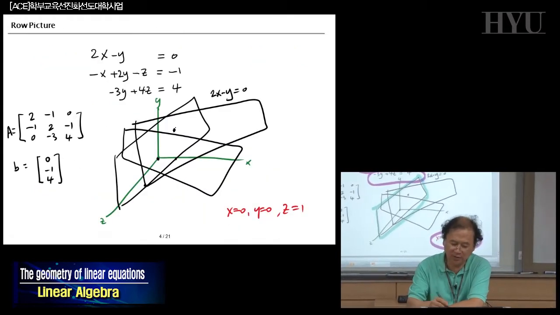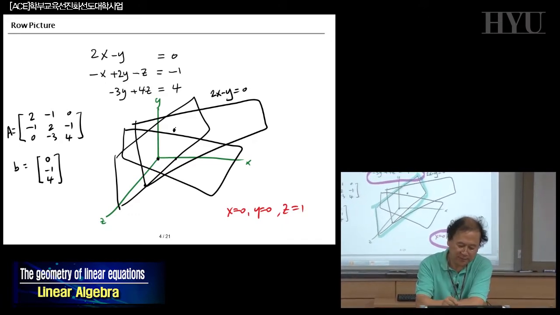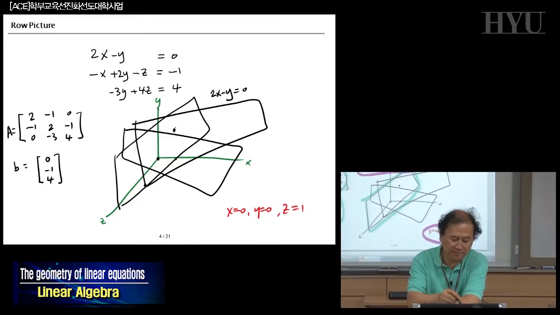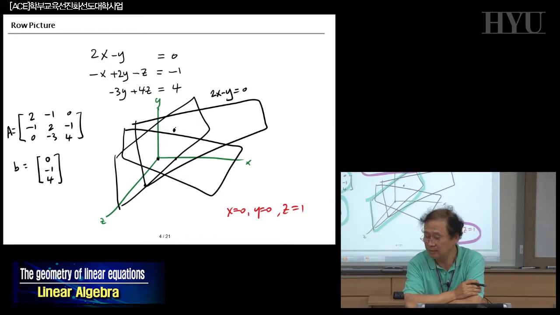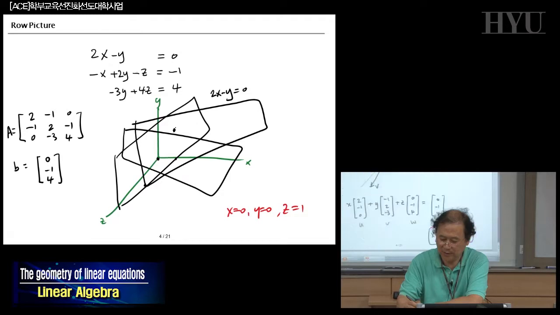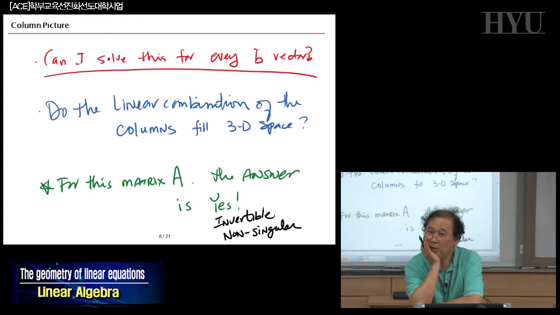Like what I'm saying is, from this equation, this is A and this is B, right? Also, the equation is AX is B, right? So we try to solve that, right? So we have specific values of B. In that case, the solution is X is 0, Y is 0, and Z is 1, right? The question is, can I solve this equation for every possible value of the B vector?